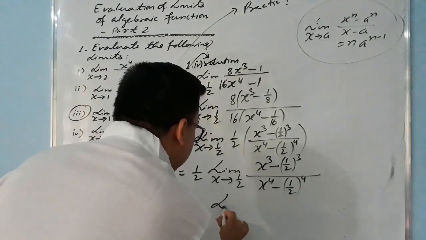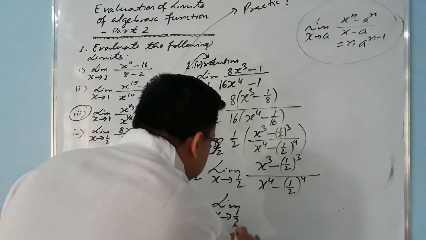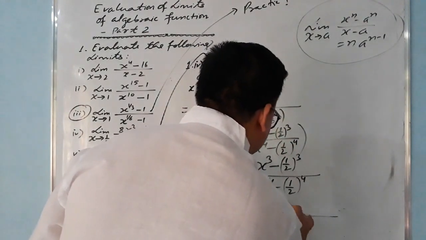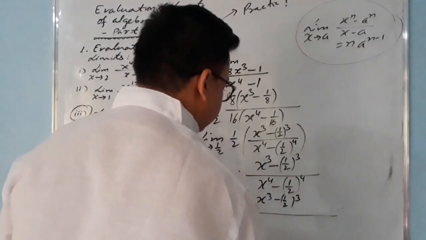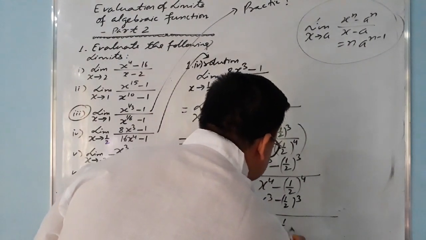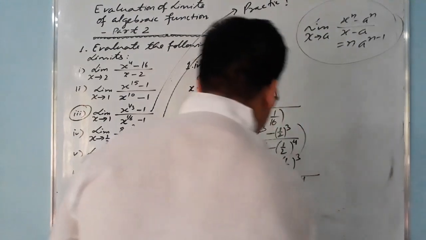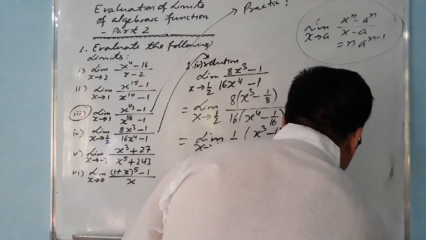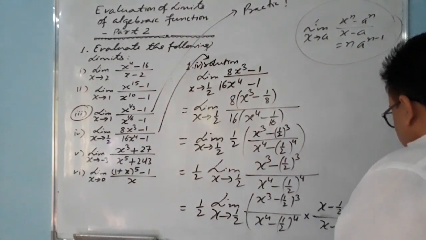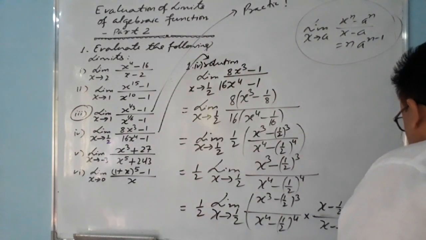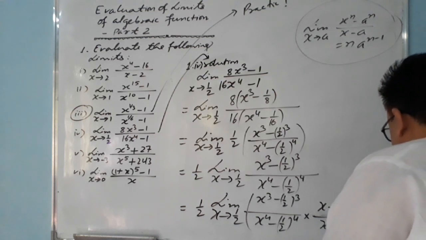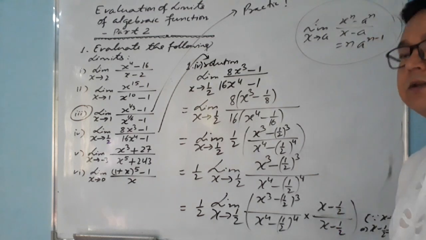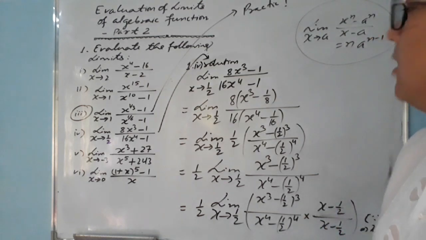Now 1 upon 2, limit as x tends to 1 by 2, here x cubed minus (1 upon 2) cubed, here x raised to 4 minus (1 upon 2) raised to power 4. We can divide by x minus 1 upon 2 in both, right? Since x tends to 1 upon 2 implies x minus 1 upon 2 is not equal to 0, that's why we can multiply. Don't think we are multiplying up and down by 0 upon 0.